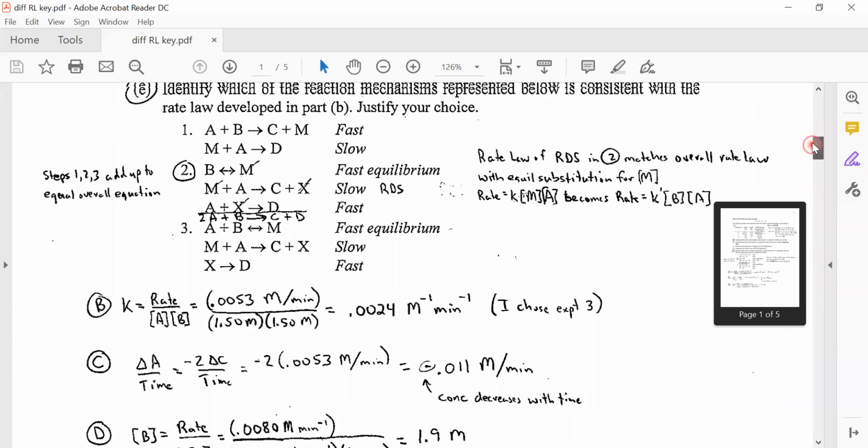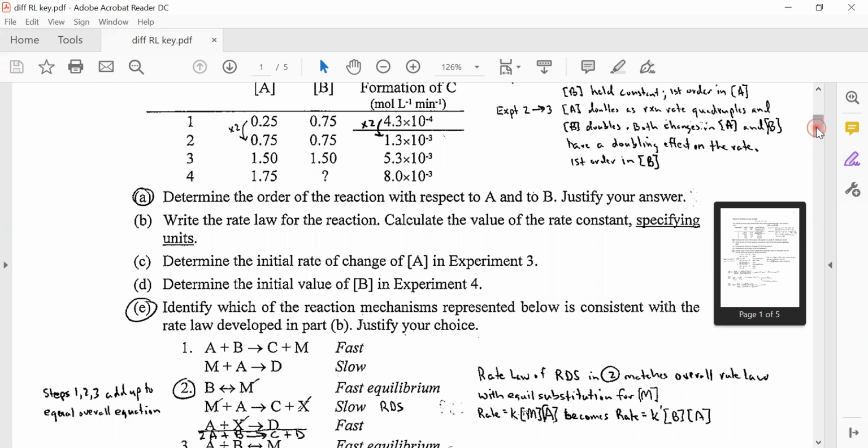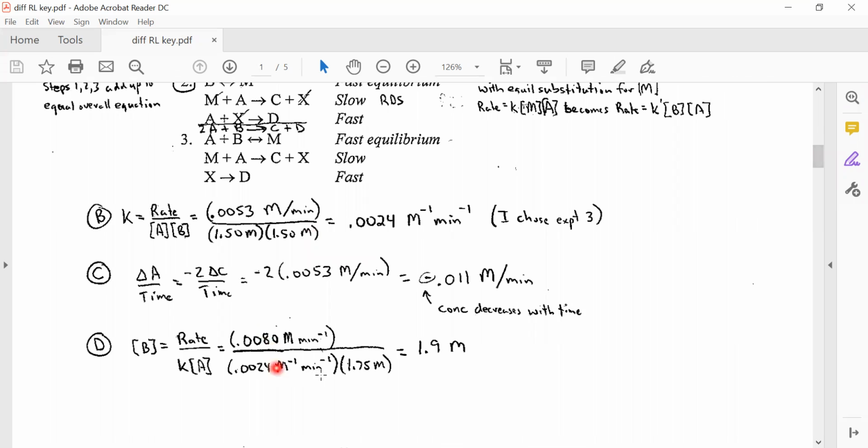And in D, we're asked to solve for a question mark. Well, we know this, we don't know this, we know this, we know K. So we know everything. We just have to plug things in and solve for a concentration. And hopefully your concentration will end up with a unit of molarity. That is what you'd expect. So plug in and solve.